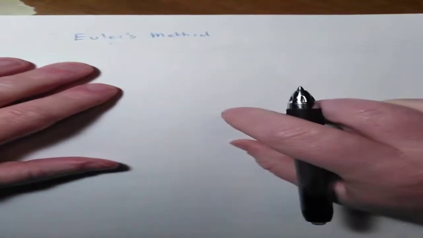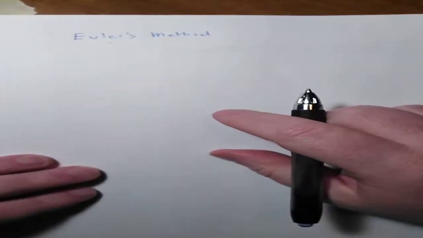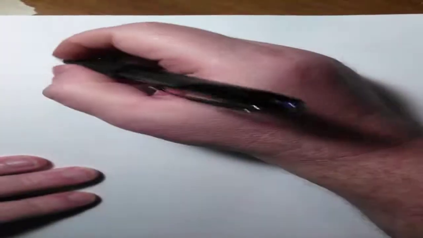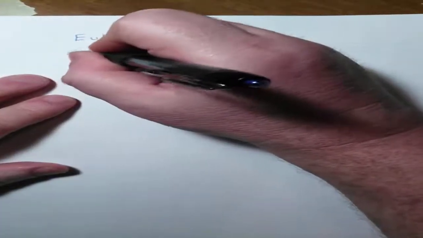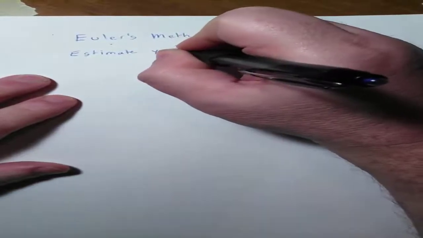Now, Euler's method is a numeric way of estimating a curve. So we don't have to solve it analytically. We will, but you don't have to. This is used to estimate a function when you may not be able to solve it.